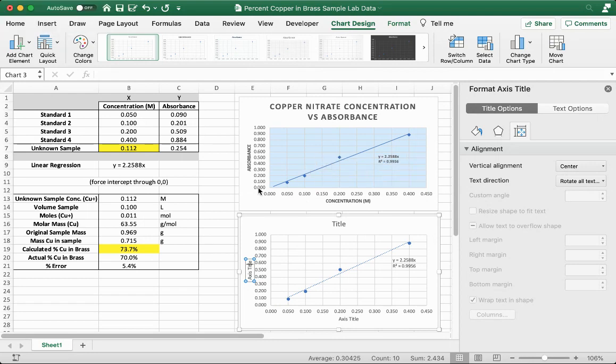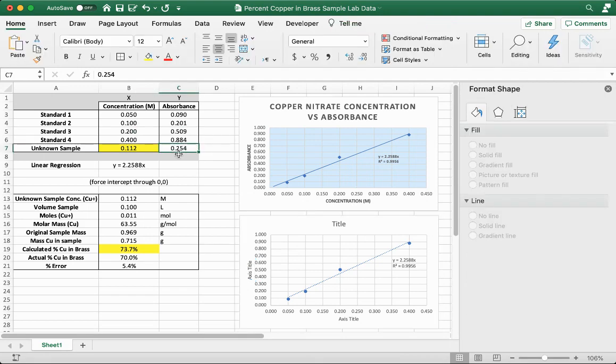Okay, so after you have done that, you'll want to make sure that you've put down what the absorbance was for your unknown sample. Okay, so in order for us to find out what our concentration was, we have to take this value here, the absorbance that we got, and divide it. So essentially we are solving for X in our equation. So we're dividing it by the slope of that line. Okay, so that's going to give us our concentration.